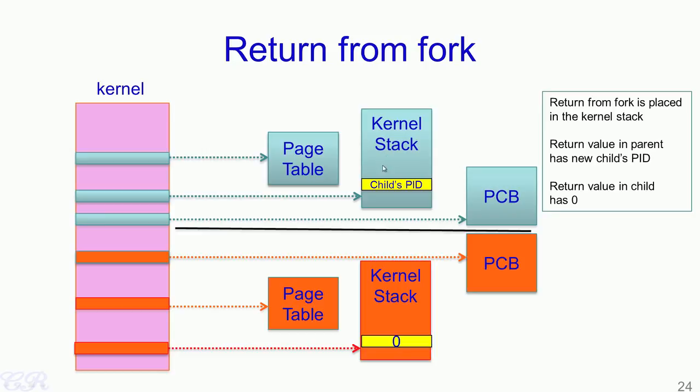So, essentially the return from the fork system call is stored as part of the kernel stack. When the fork is executed, the operating system would set the return value in the kernel stack of the parent process as the child's PID. Further, in the kernel stack of the child process, the return value is set to 0. Thus, when the system call returns, the parent process as well as the child process will get different return values.